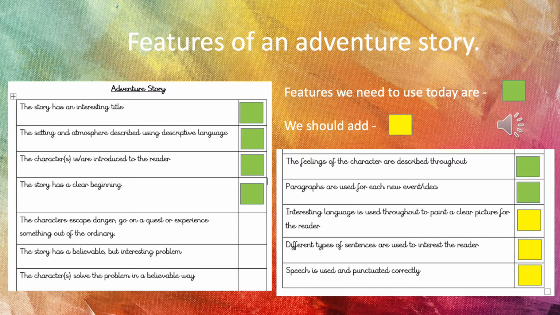And some of the things that we should be trying to add to improve our descriptions and our sentences include interesting language is used throughout to paint a clear picture for the reader. Different types of sentences are used to interest the reader, and speech is used and punctuated correctly.